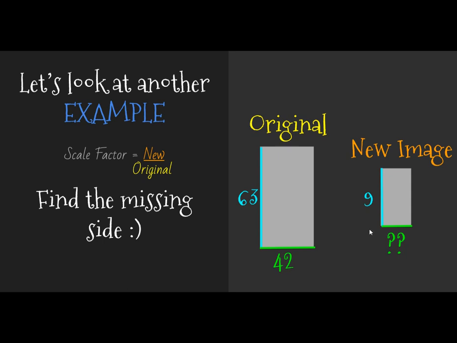Okay, here's another example. So let's find the missing side on this one. So my image and my original, it looks like we're getting smaller. So we know if we're getting smaller, our number needs to be between 0 and 1. So you might have looked at this and said, oh, it's 7 times bigger because 9 times 7 is 63, but this is my original. So remember, when we go from big to small, we take that number and we put it in the denominator. So it's not 7, it's 1/7. That's my scale factor from here to here.